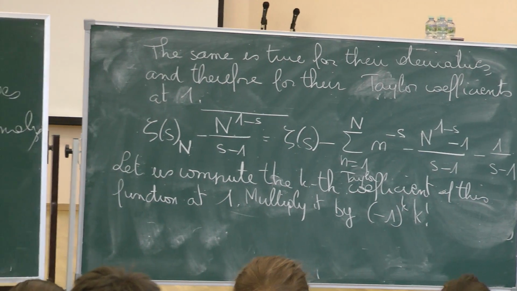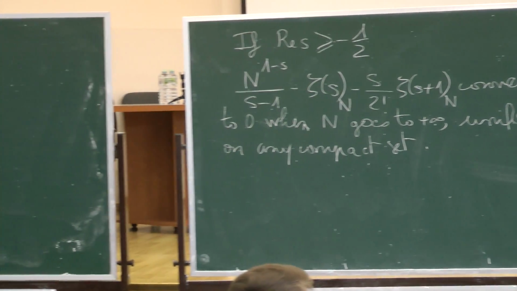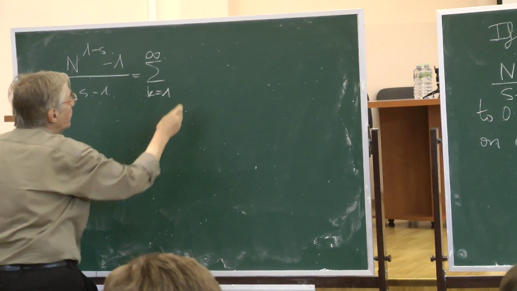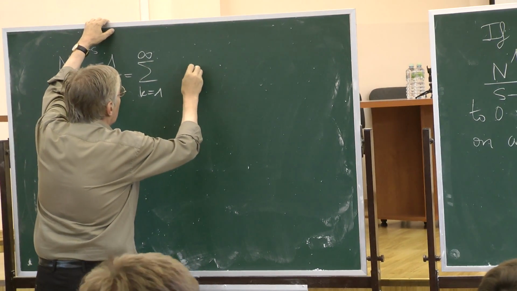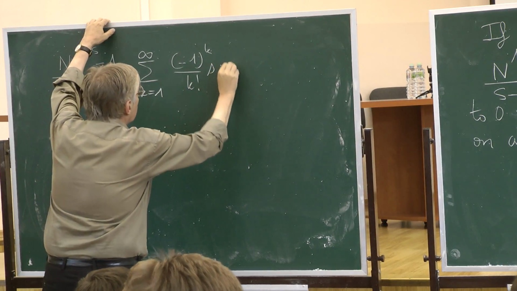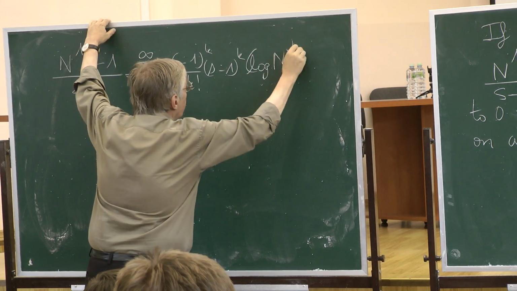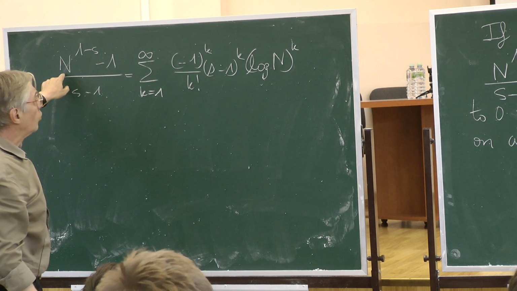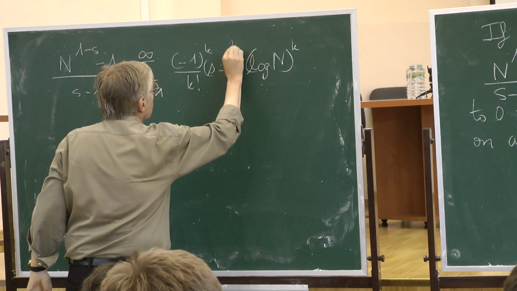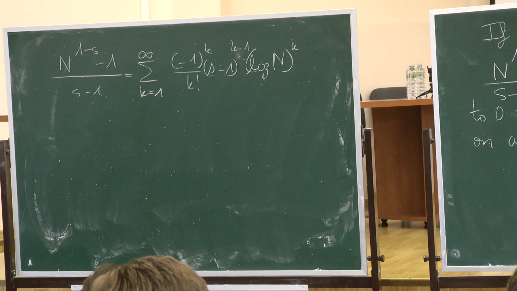N to the power 1 minus s minus 1 divided by s minus 1. This is the sum for k going from 1 to infinity of minus 1 to the power k divided by k factorial, s minus 1 to the power k, log capital N to the power k. This accounts for the numerator, and since I divide by s minus 1, instead of a power k, I have a power k minus 1.